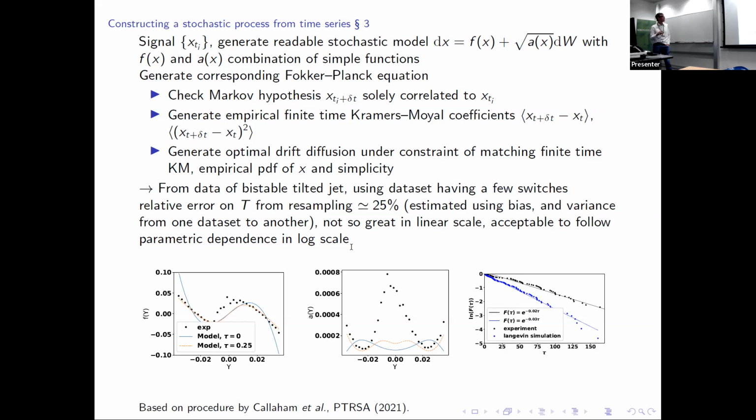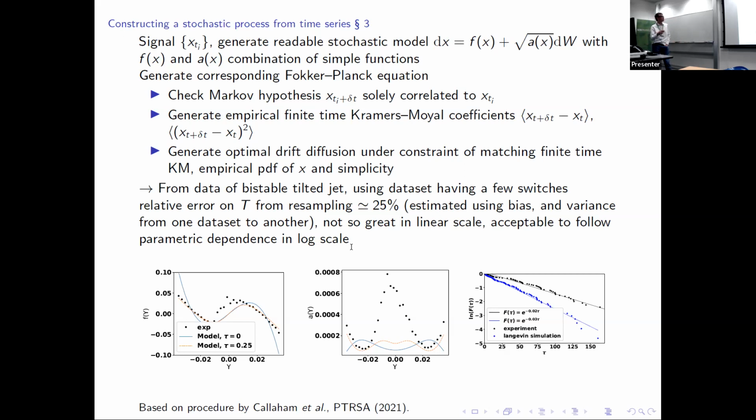So first step is that, well, you first need to check from your data that you have the Markov property. So basically it's relevant to represent it with a stochastic process. And what you will do actually to generate this stochastic differential equation is instead generate the corresponding Fokker-Planck equations. So basically from the data, you're going to estimate the empirical Kramers-Moyal coefficients.